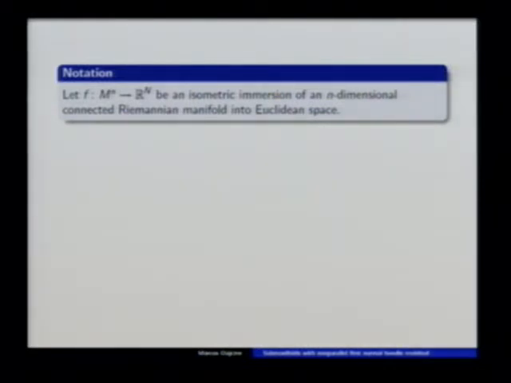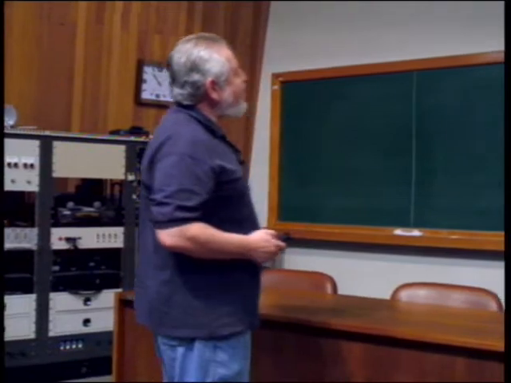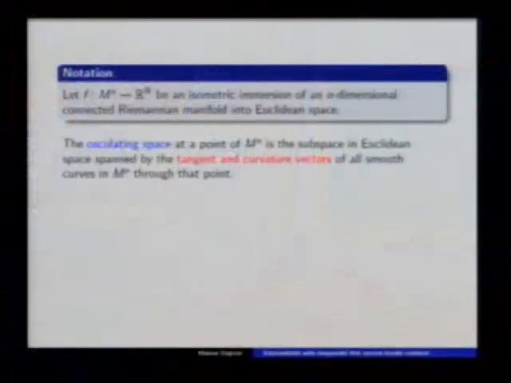Okay, so throughout the talk, I will denote by F an isometric immersion of a Riemannian manifold into Euclidean space. Everything I'm going to say extends immediately to any other space of constant curvature. And let me remind you that given such a submanifold, the osculating space is just the subspace of the Euclidean space spanned by all tangent and curvature vectors of all smooth curves through the point.